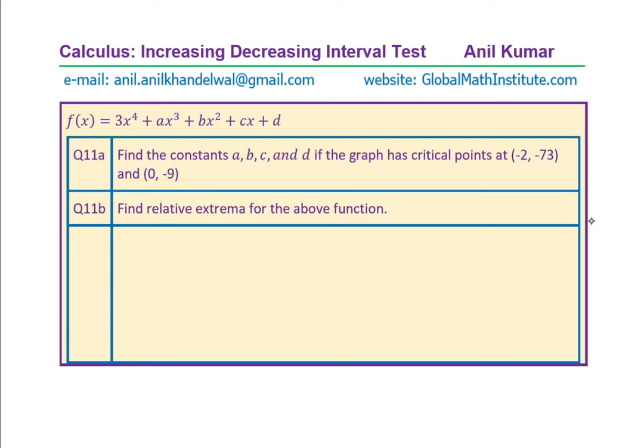The equation is of a polynomial where the coefficients are missing. Now the information is: find the constants a, b, c and d if the graph has critical points at (-2, -73) and (0, -9). So we're given two critical points. You should be in a position to get the function from here.